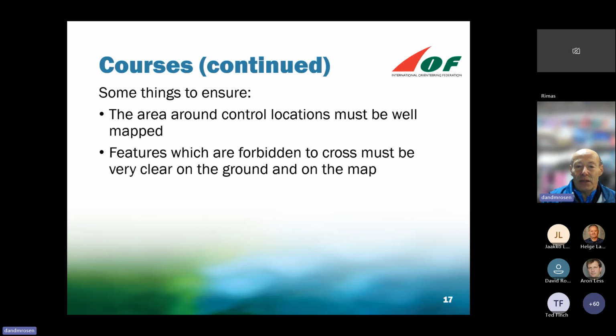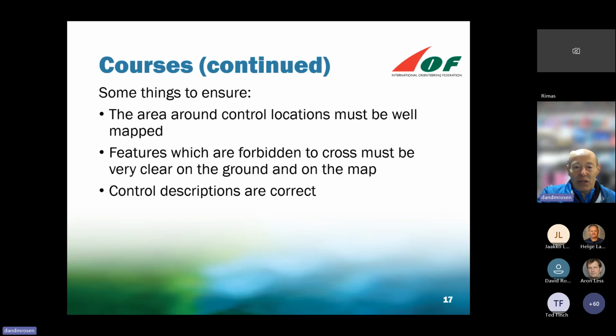Features which are forbidden to cross must be very clear on the ground and on the map. And of course, that's a particular issue in sprint. And I have to say that last weekend, it wasn't a world ranking event, but I spent quite a lot of time in and out of bounds area, just because it was no different from any other terrain, and I just got slightly mislaid. So if you mark something as out of bounds, you need to make sure it's really clear, both on the ground and on the map.